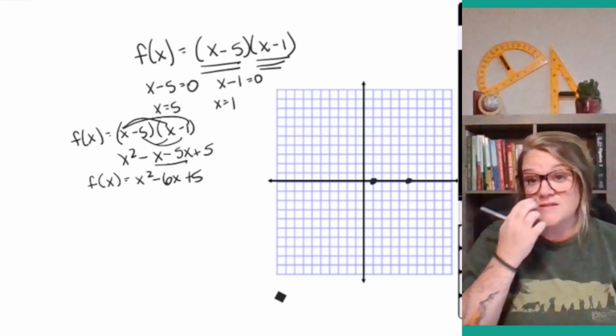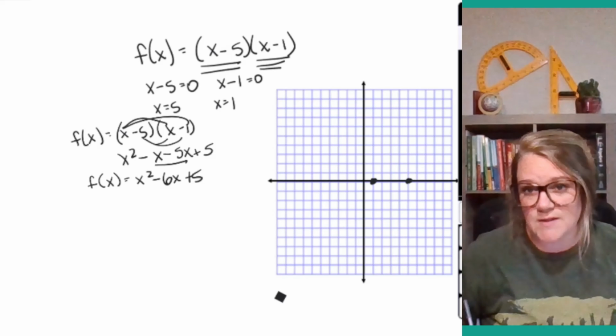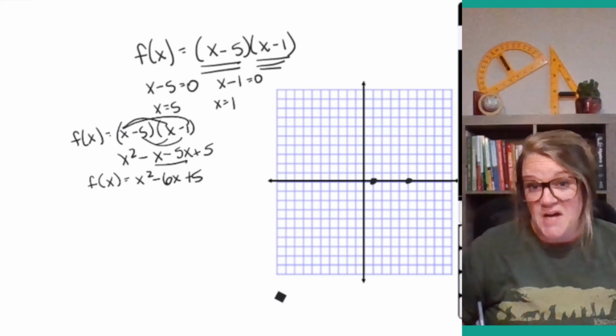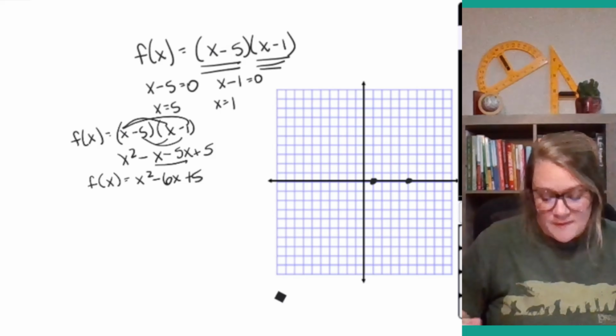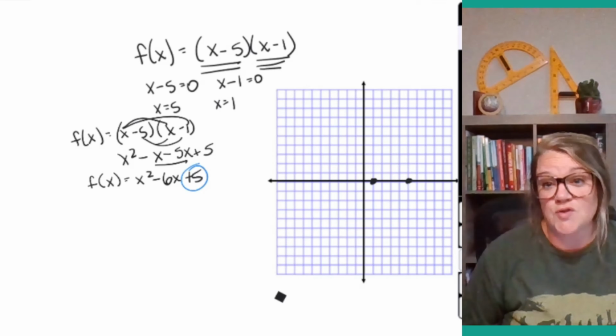Now, this is telling me my standard form. This is standard form. There's no parentheses in here at all. And standard form helps me find one thing as well. Standard form helps me find my y-intercept. So let's find our y-intercept. This number at the end, the plus 5, is going to give me my y-intercept.